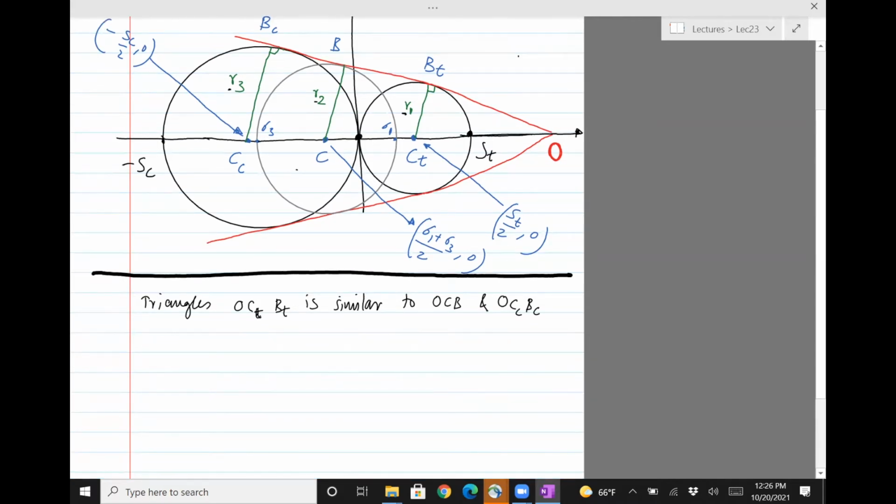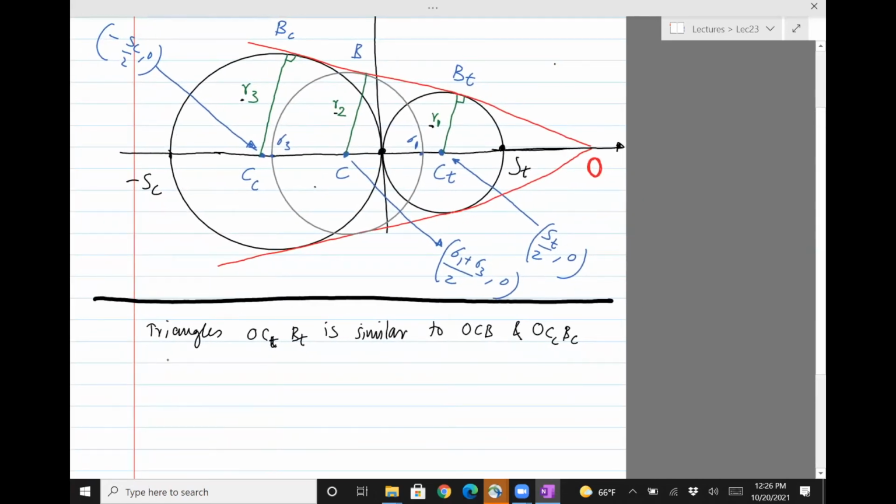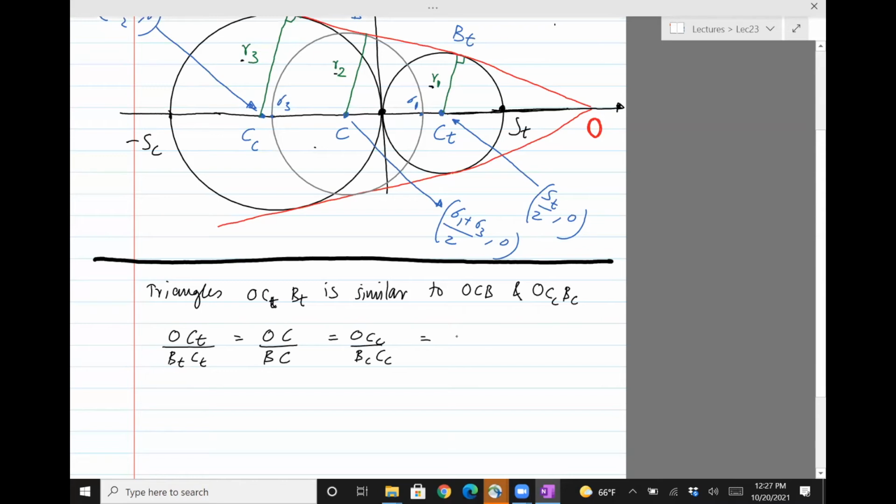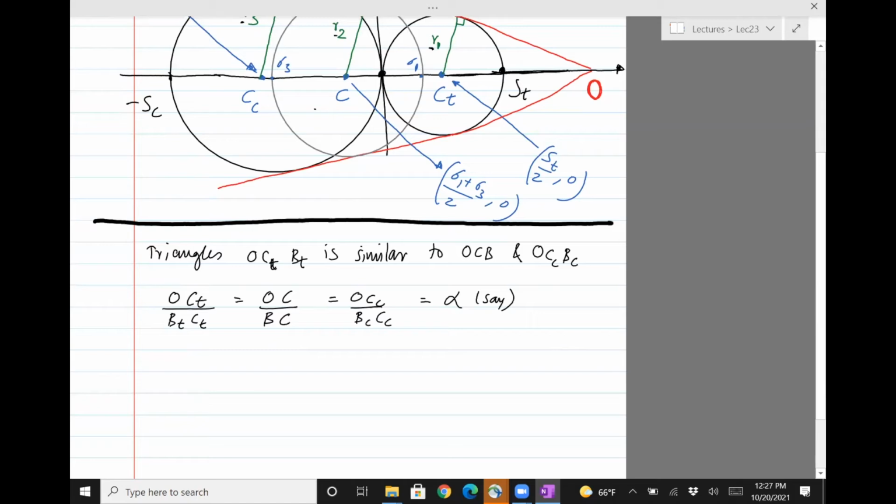So what we can do is write down OCT, so that's this size, divided by BTCT, which is this radius, equals OCBC, the same corresponding side. So you can see in the numerator, I only have OCT, and I also have OCC, and then BCC. So that ratio equals alpha. Okay. Eventually, alpha will not matter.